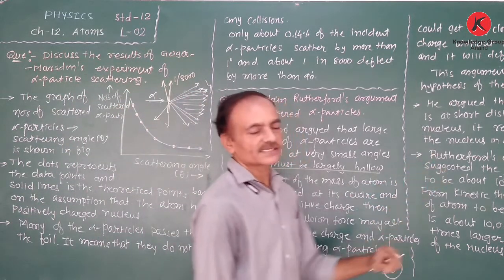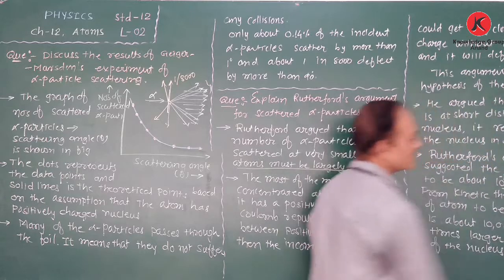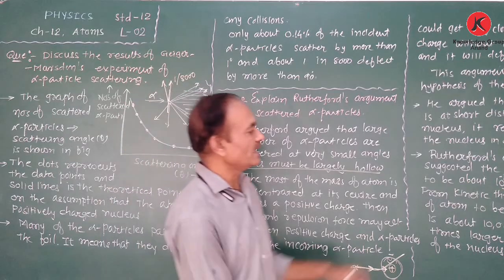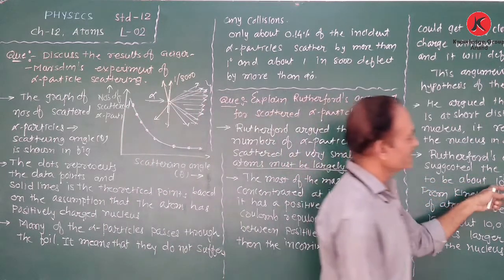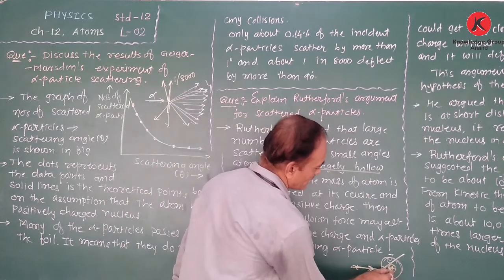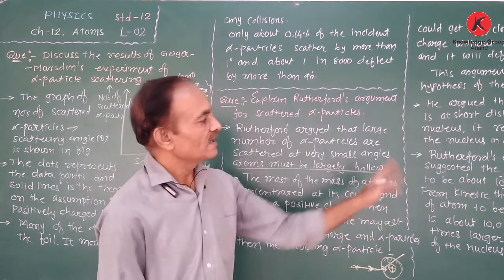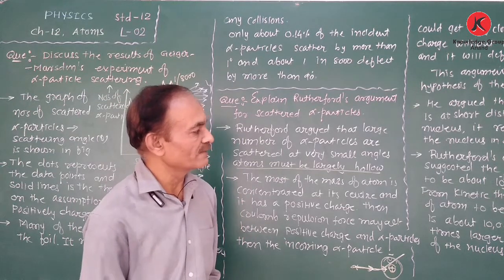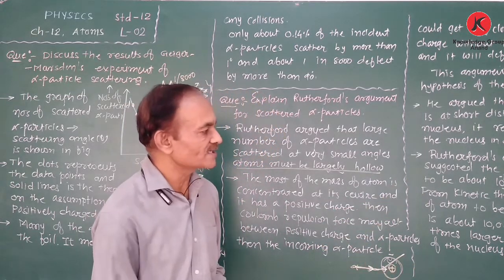Rutherford's experiment suggested the size of the nucleus to be about 10⁻¹⁵ meter to 10⁻¹⁴ meter. From his experiment, Rutherford decided that the size of the nucleus is about 10⁻¹⁵ meter to 10⁻¹⁴ meter, while in the kinetic theory, the size of an atom is about 10⁻¹⁰ meter.